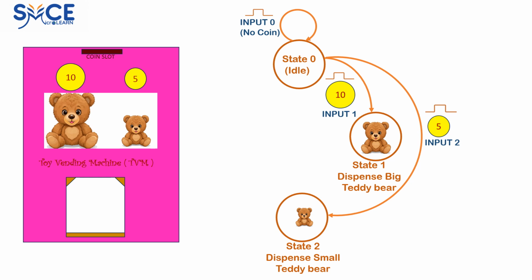Similarly, while in idle state, if the coin slot receives a coin with a value of 5, that is, when the input is 2, then the toy vending machine dispenses the small teddy bear by going to the output state 2. Thus, the state diagram gives a complete picture of the operation of the toy vending machine.